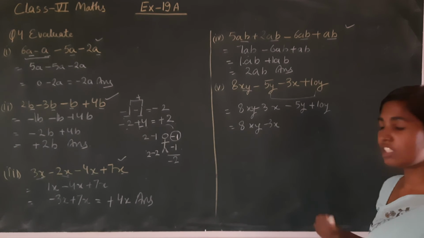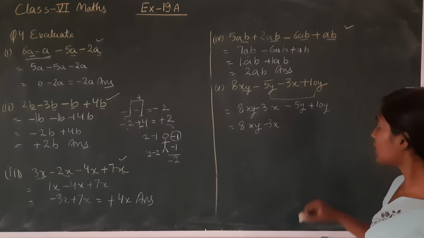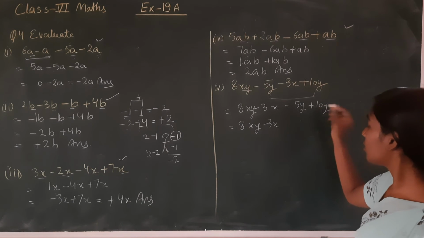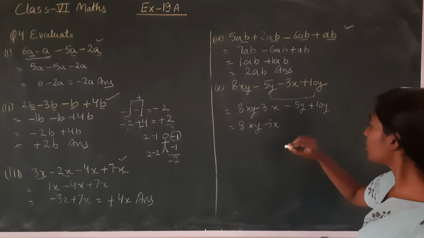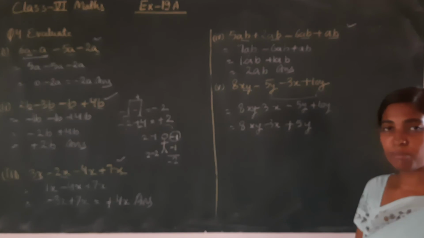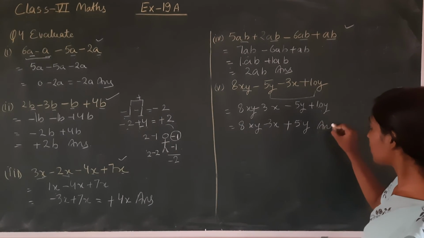One is negative, one is positive, so we will do subtraction. 10 minus 5, I am getting simply 5. So here is 5 and y. This one is positive, so the answer will also be positive. So this is the answer of the last one.